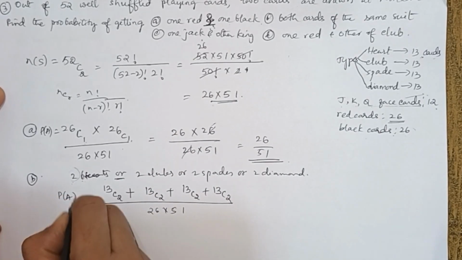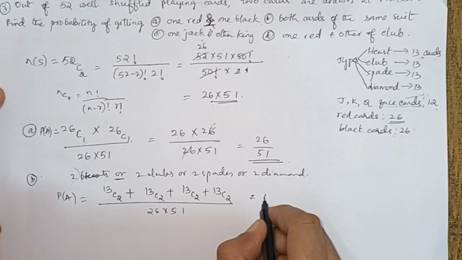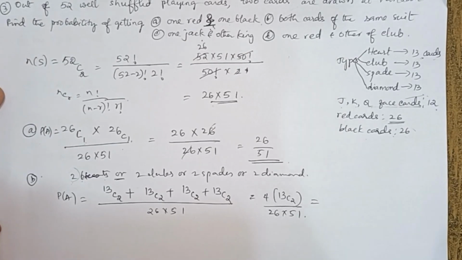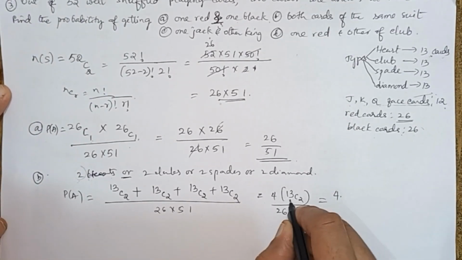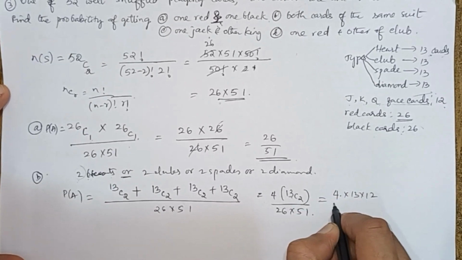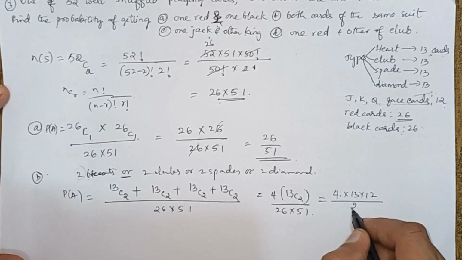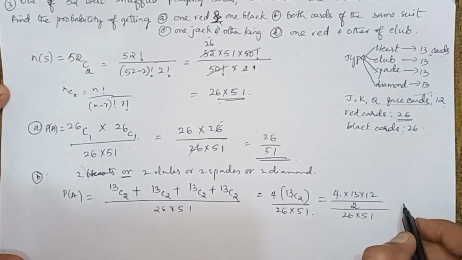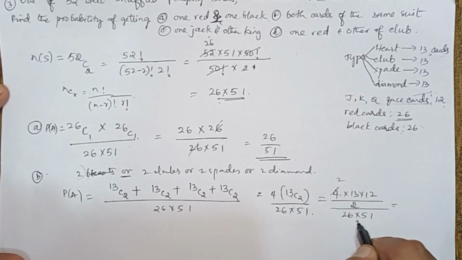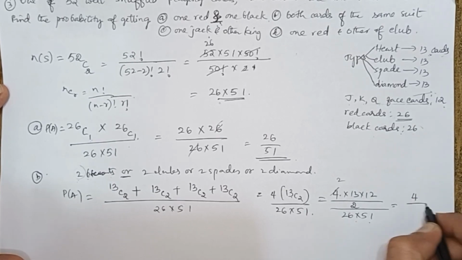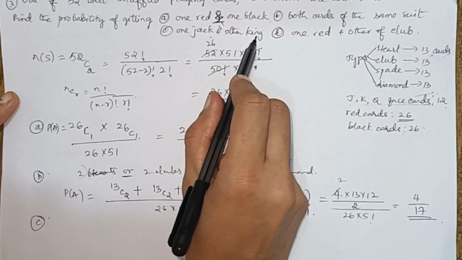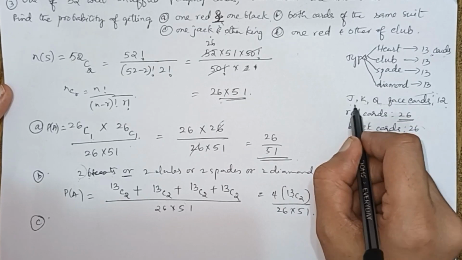So P of A equals 4 times 13C2 by 26 into 51, which is equal to 4 into 13 into 12 divided by 2 factorial, which is 2, whole divided by 26 into 51. So 2 ones are 2, 2 twos. So here you have 2 into 13 into 12 divided by 26 into 51. After simplifying, you will get 4 by 17. Now the third one: one jack and one king. So one jack card.